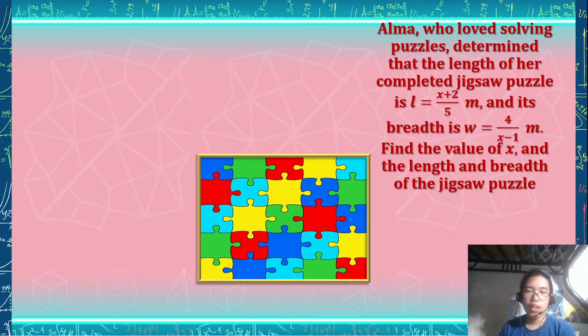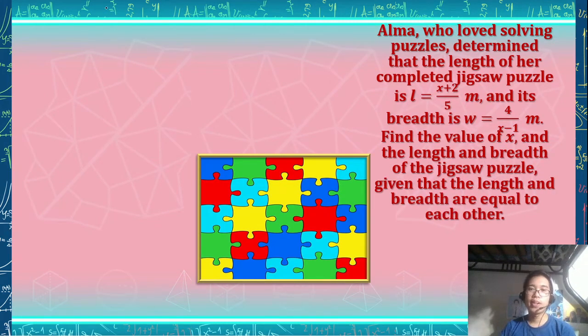Okay, so let's try the second problem, guys. Let's try to read this problem. Alma, who loves solving puzzles, determined that the length of her completed jigsaw puzzle is equal to (x + 2)/5 meters, and the width, or the breadth, is equal to 4/(x - 1) meters.